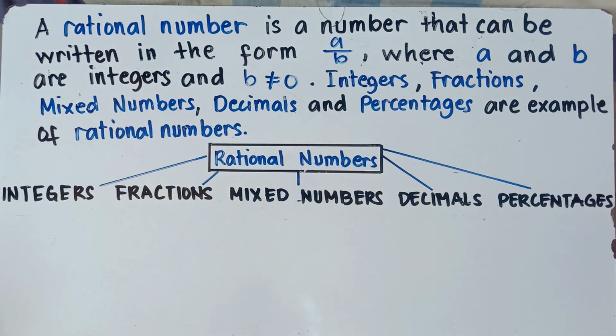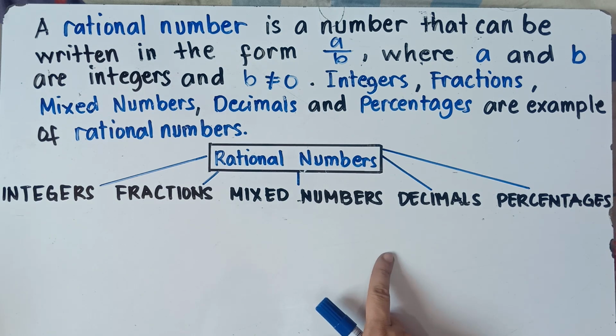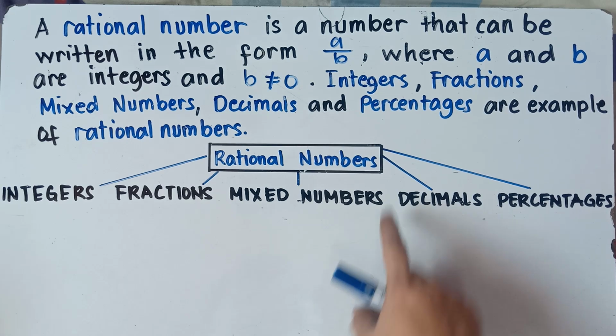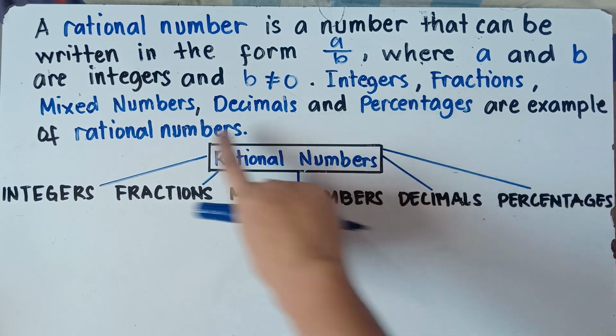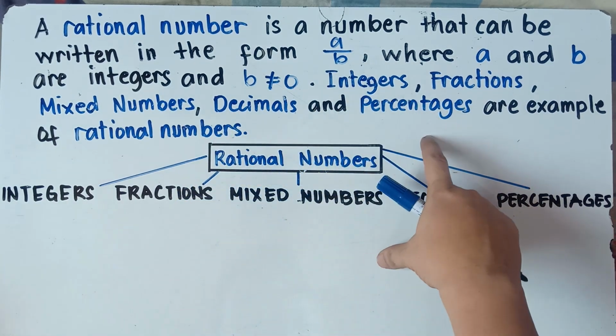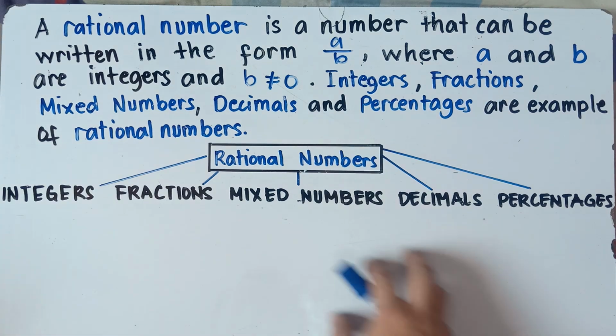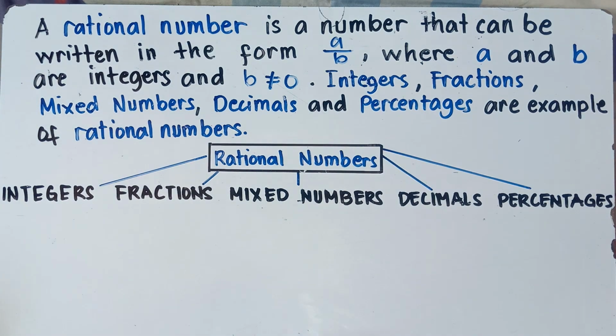Now a rational number is a number that can be written in the form a over b, where a and b are integers and b should not be equal to 0. Integers, fractions, mixed numbers, decimals, and percentages are examples of rational numbers. So let me explain this with regards to rational numbers.